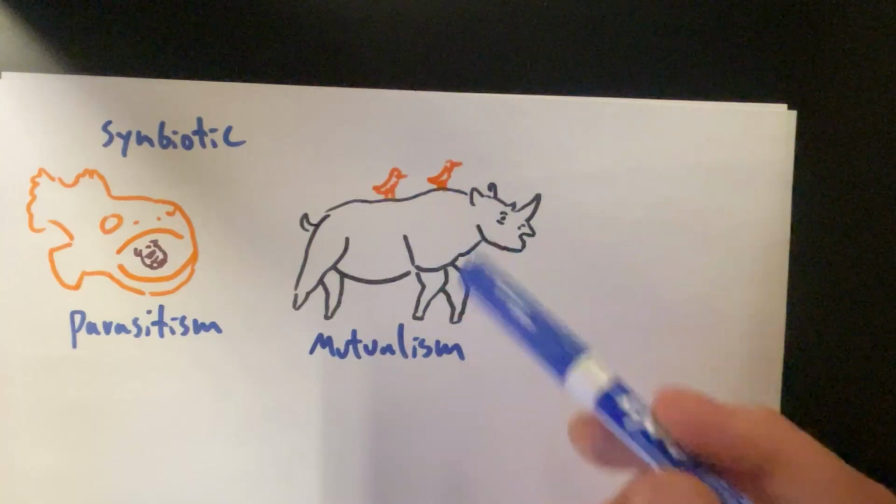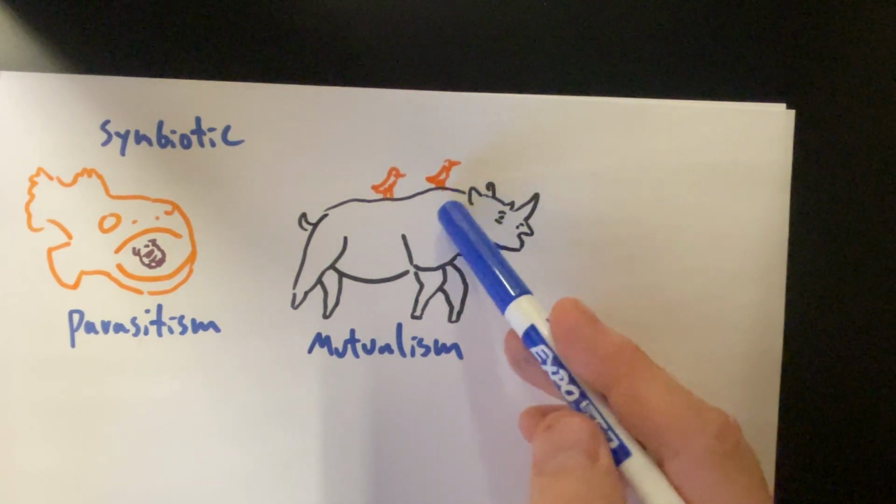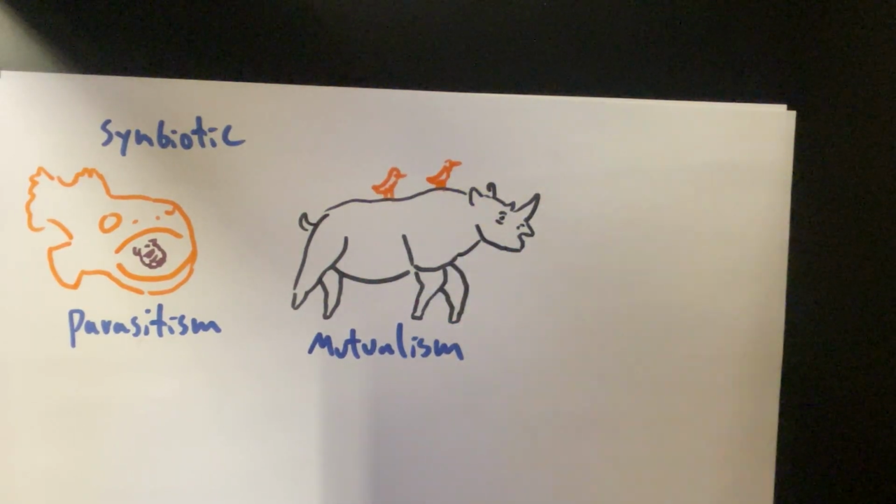So why might the birds benefit by riding around on the back of the rhino? They might be able to eat parasites or dead skin or blood and stuff. Maybe it's safer to be higher up. They don't have to get attacked by snakes and things. The rhino benefits from not having parasites. Maybe if they're eating parasites, the rhino can benefit.